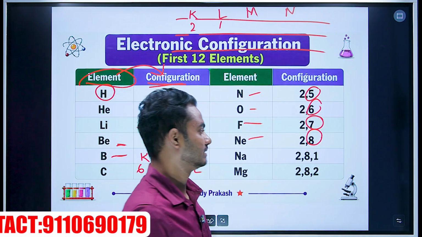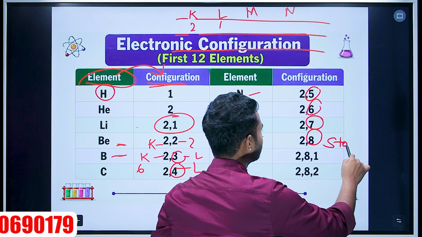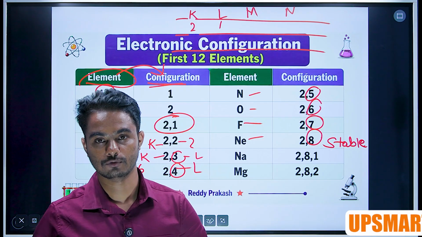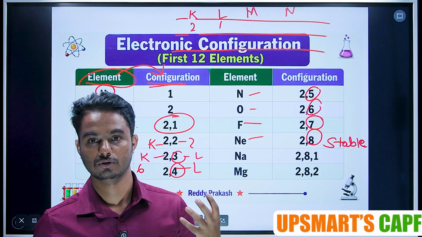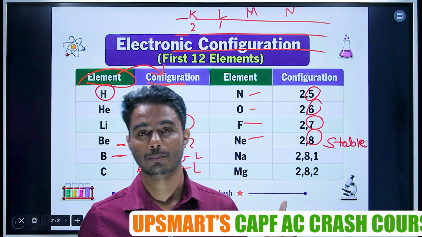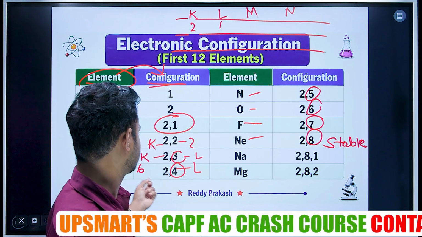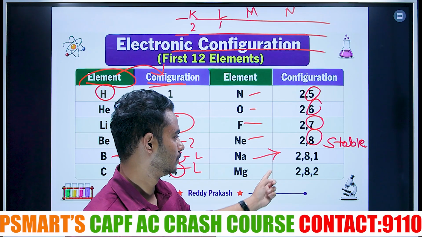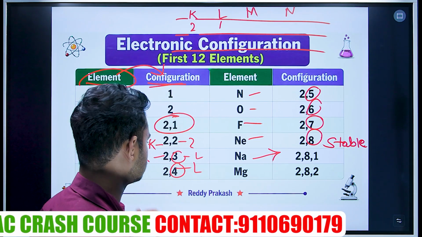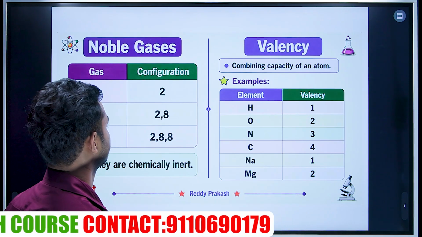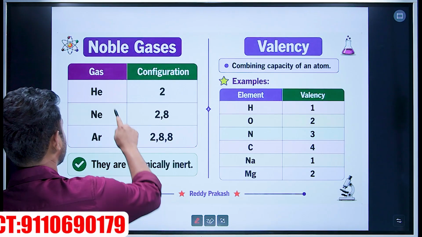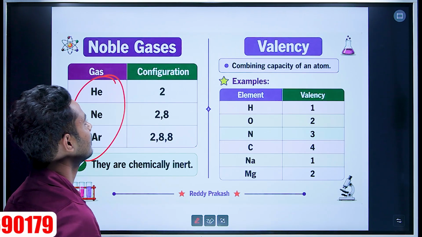Maximum are filled. This is highly stable. They don't react. These are part of what kind of group? This is group number 18. Group number 18 is called as, comment it down. I have told you a number of times. Next, sodium. Sodium is 2, 8, 1. This is easy, right? It continues. Electronic configuration. Next is noble gases, or inert gases, group number 18.